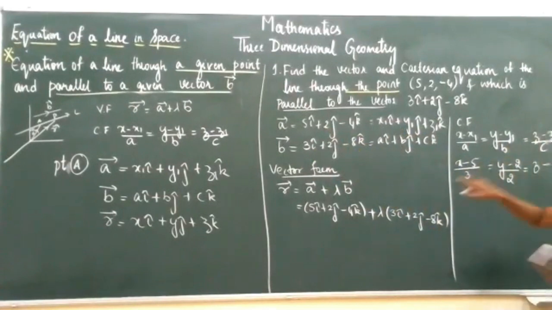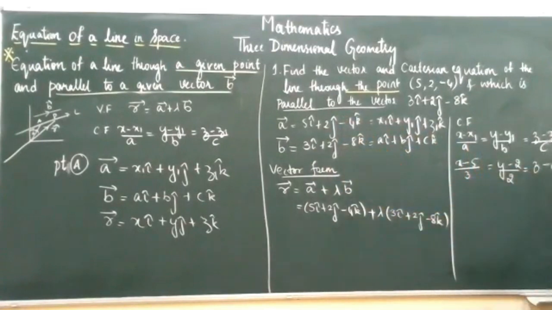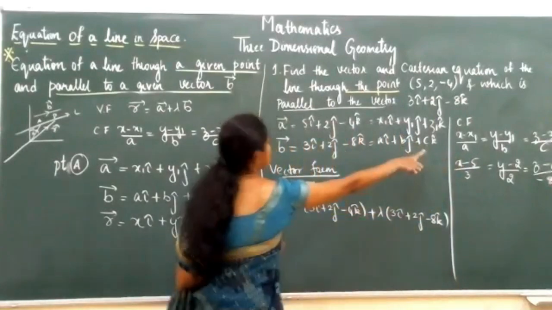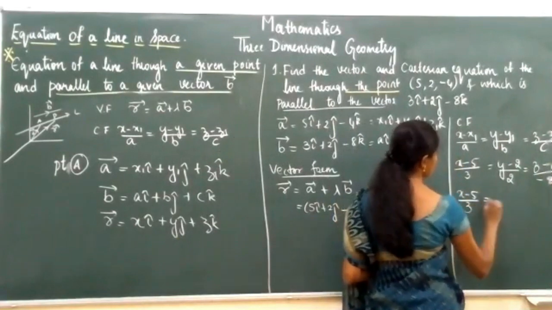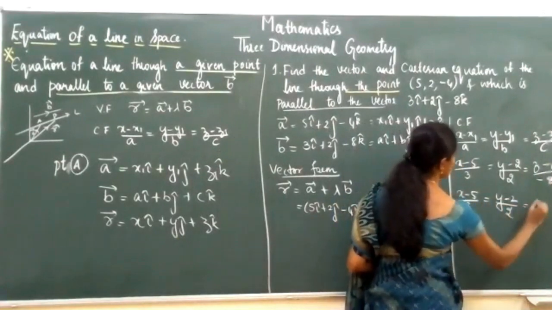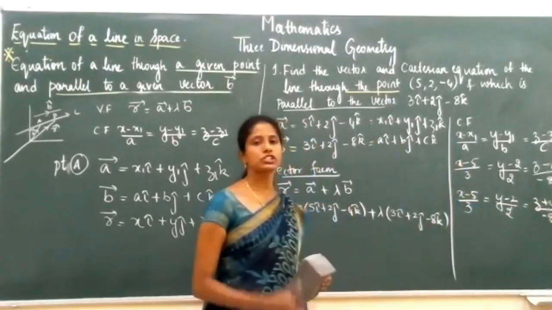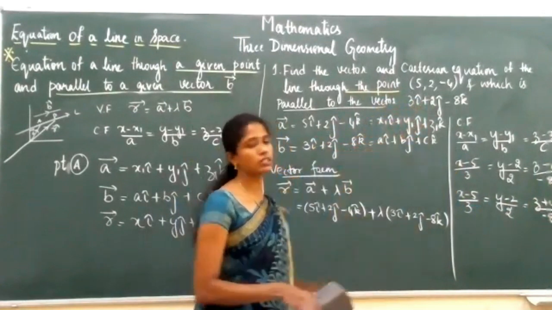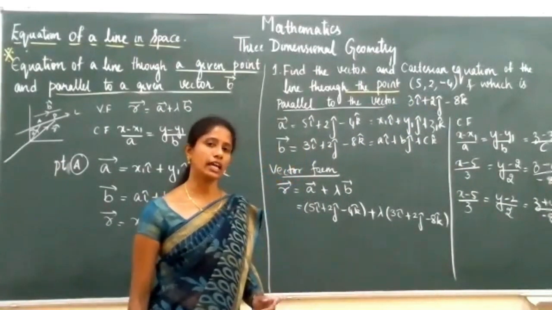So Z minus Z1. What is the value of Z1? It is minus 4. So this becomes minus 4, Z1 value is minus 4, divided by c. c is given by minus 8. Therefore, simplifying this, x minus 5 by 3 is equal to y minus 2 by 2, which is equal to z plus 4 divided by minus 8. And this is your Cartesian form of the equation of a line for a given point (5, 2, minus 4), and which is parallel to the vector 3i cap plus 2j cap minus 8k cap.